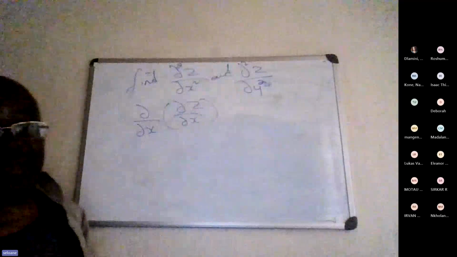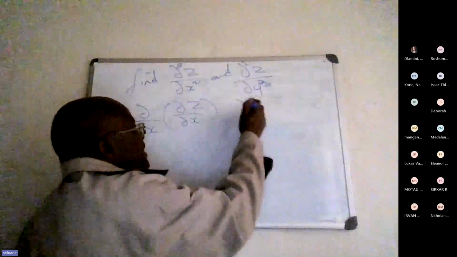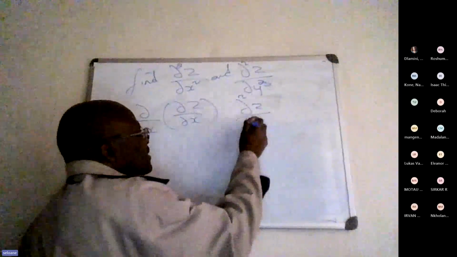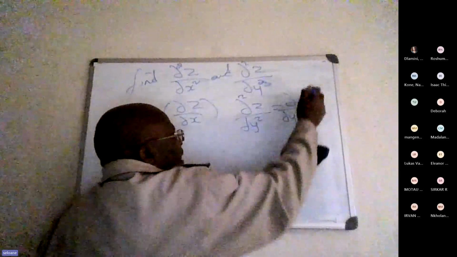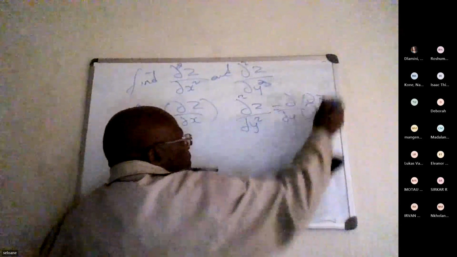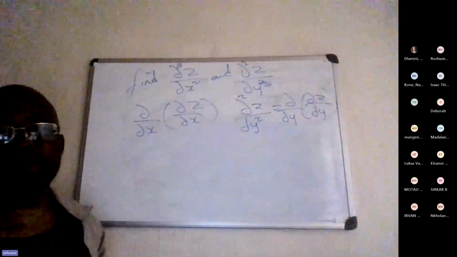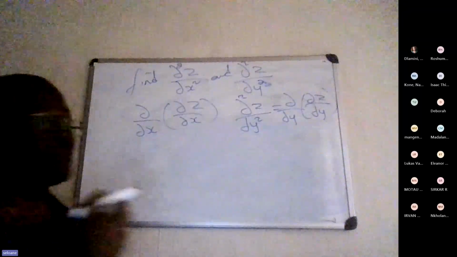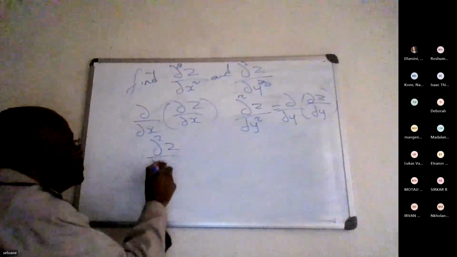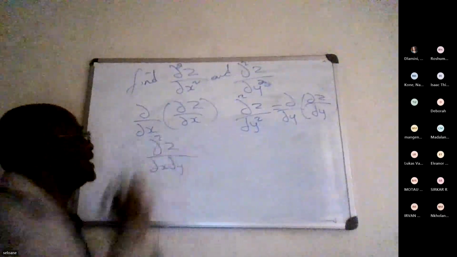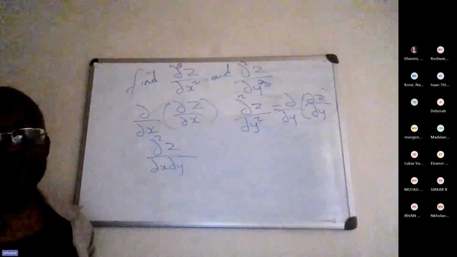The same thing with this one. It will be this. The same story. We can say d squared. We can say something like this.